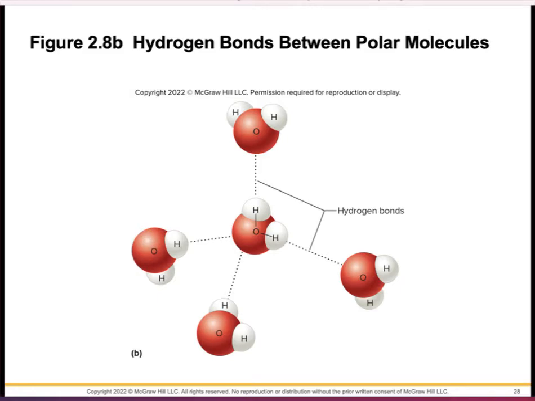So hydrogen bonds, like we said, are relatively weak, and therefore they are indicated with a dotted line. As you can see in figure 2.8b, you see this dotted line. We are using that to indicate that it is a relatively weak bond rather than a solid line like you'll see in some other illustrations. A solid line would indicate a stronger bond.